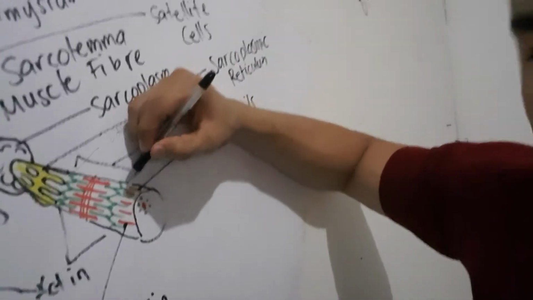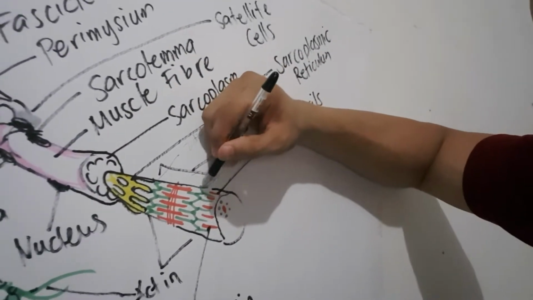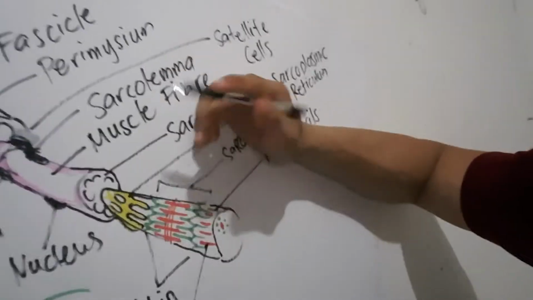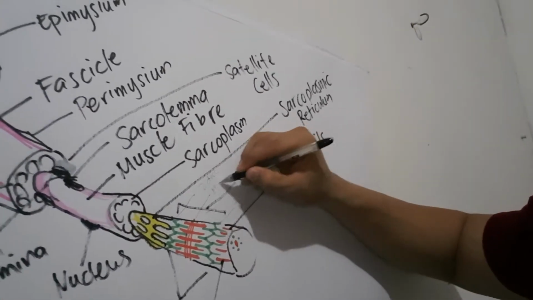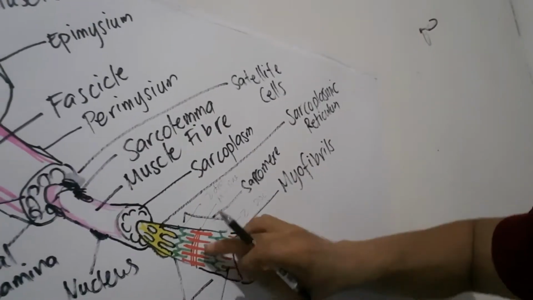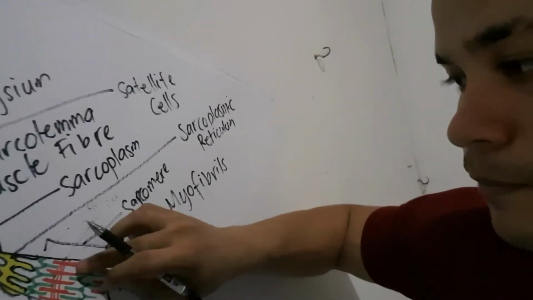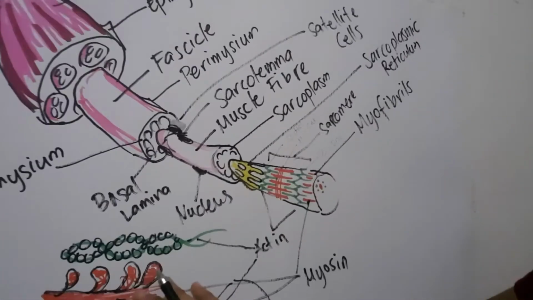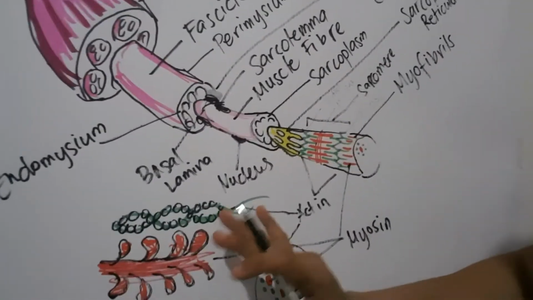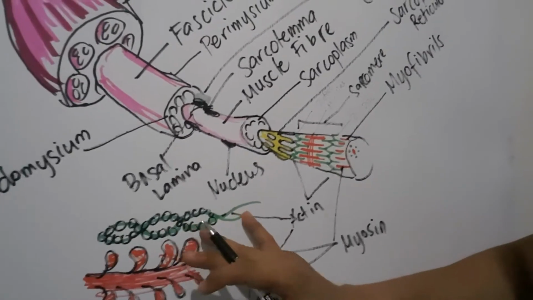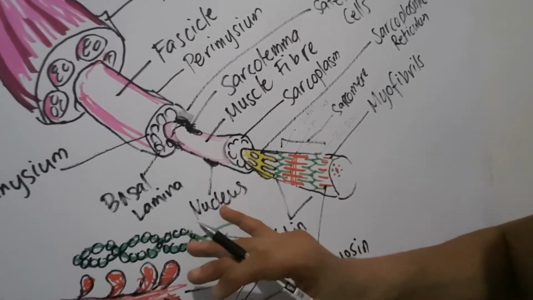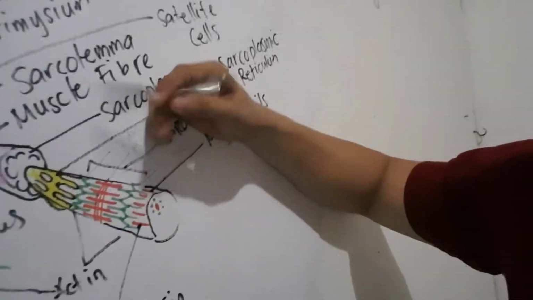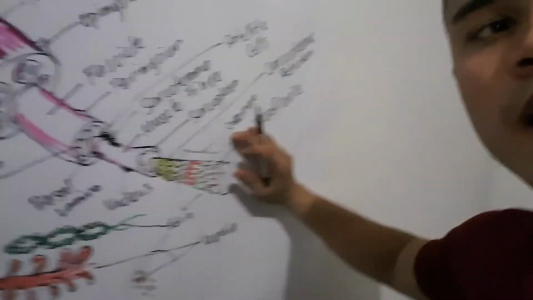So the actin originates at the Z disc towards the center. In the center is the M line, and these red ones are the myosin. They originate from the M line. So what happens is when the heads of the myosin pull, they pull the actin closer to the center, the M line, shortening the length of the sarcomere.